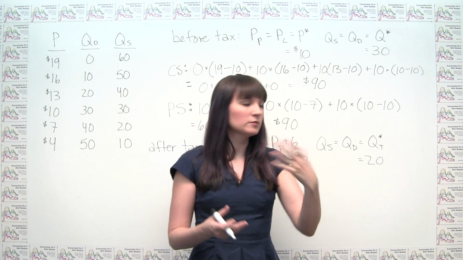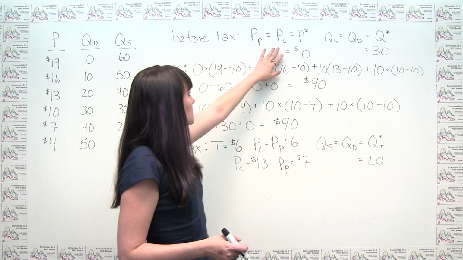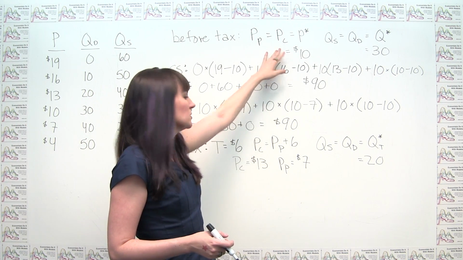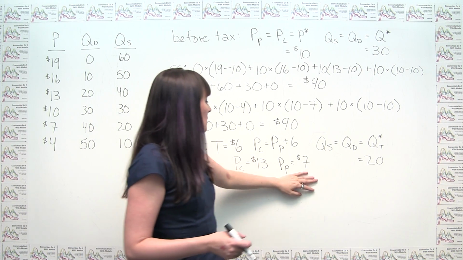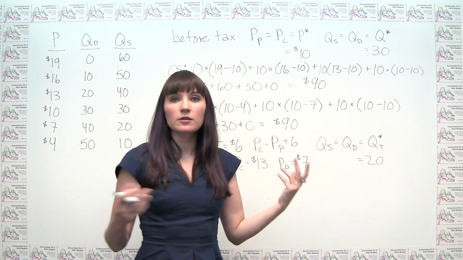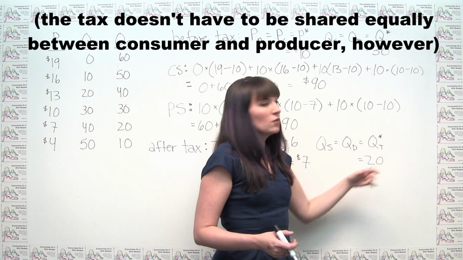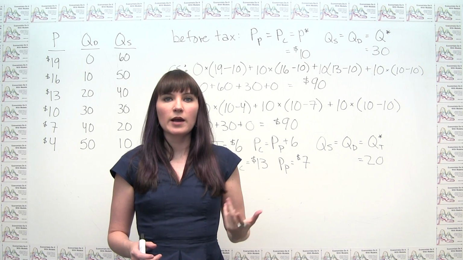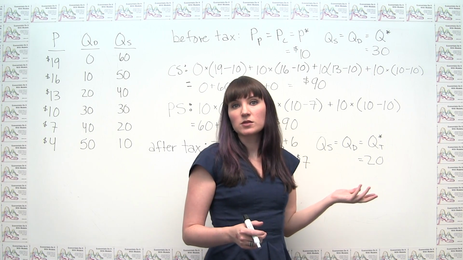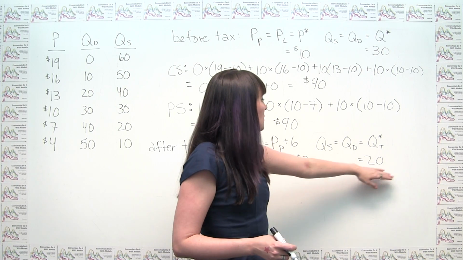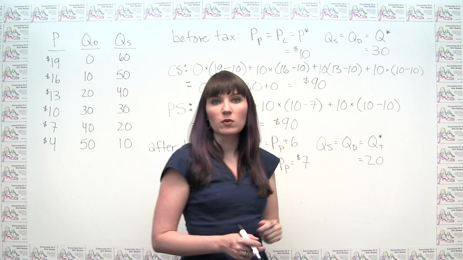It's kind of shared. And that's what we're seeing here, because we're comparing this to an original equilibrium price of $10. So the consumer ends up paying $3 more, and the producer ends up getting $3 less. The other thing we note is that when we have upward sloping supply and downward sloping demand, a tax reduces the quantity bought and sold in the market. And again, that's what we're seeing, because we're buying and selling 20 t-shirts as opposed to 30 like we were before.